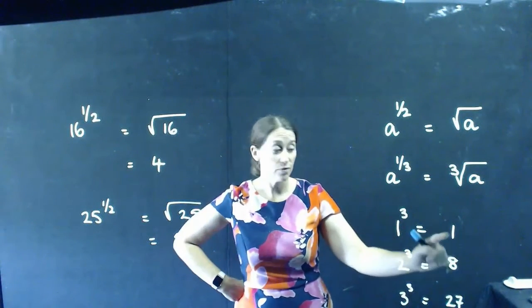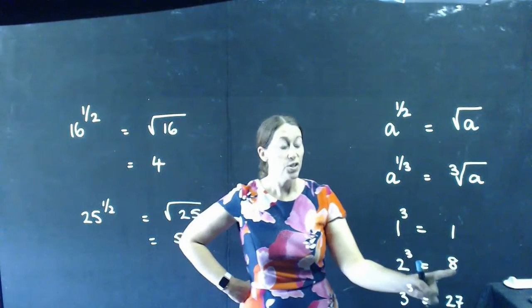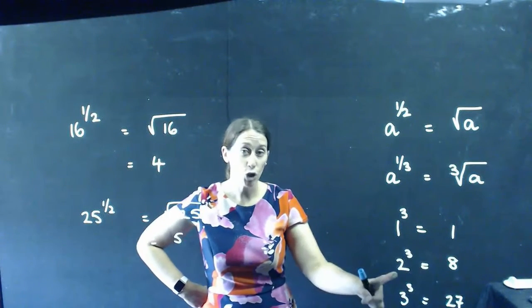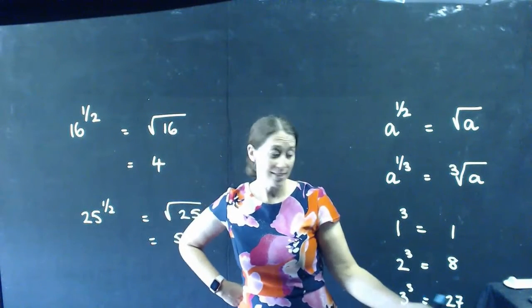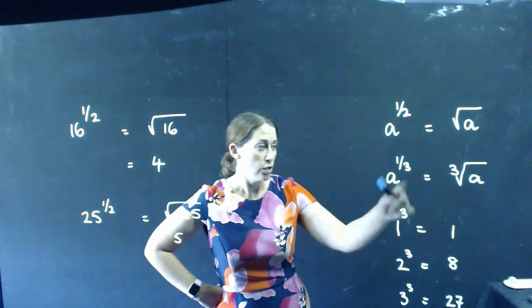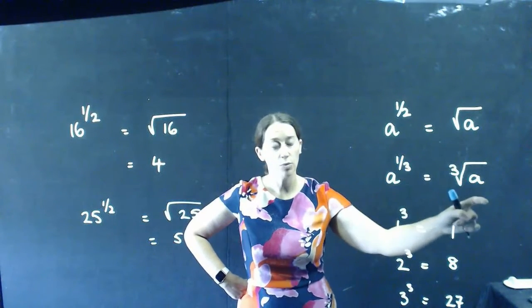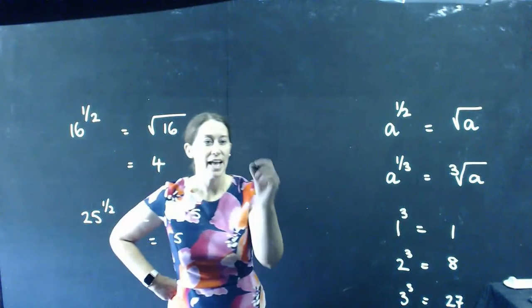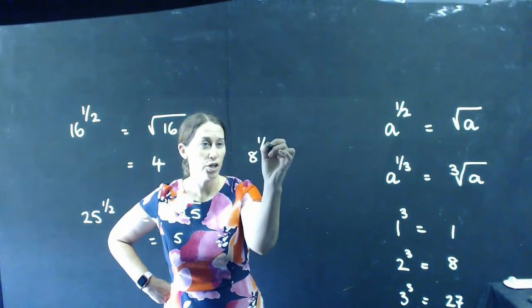So the cube root of 1 is 1. The cube root of 8 is 2, and the cube root of 27 is 3. So that's what we mean by the cube root. So let's have a look at 8 to the power 1/3.